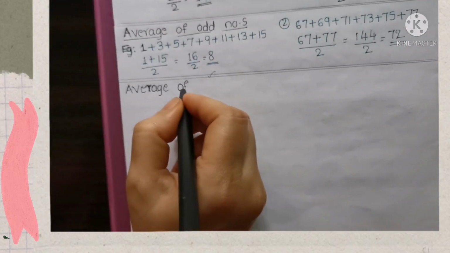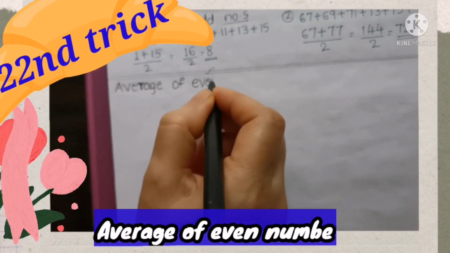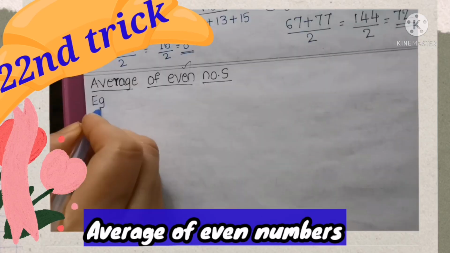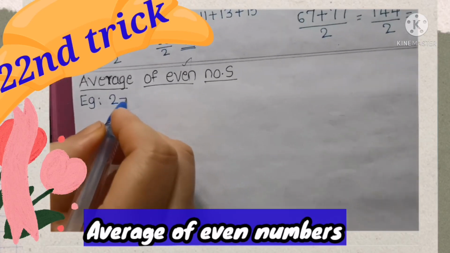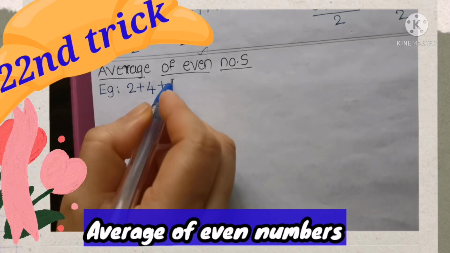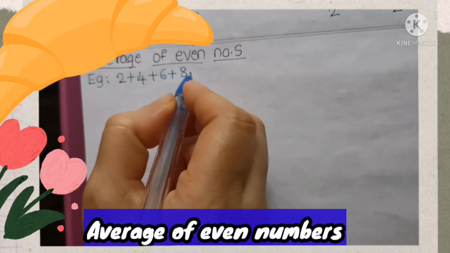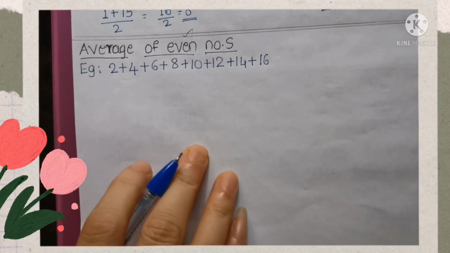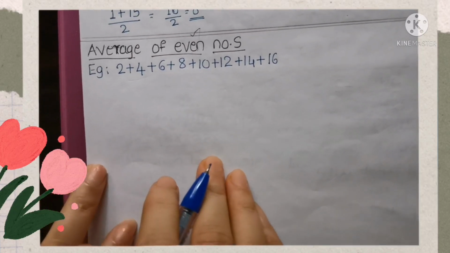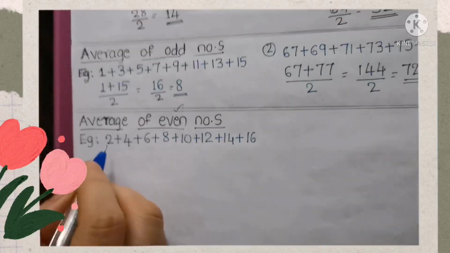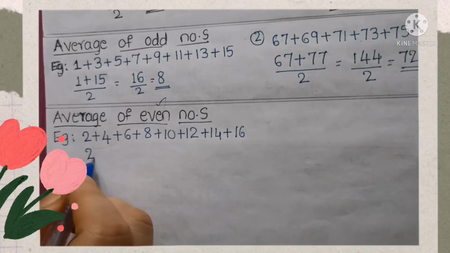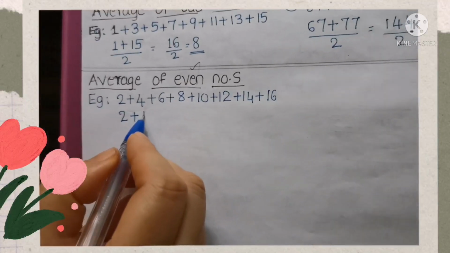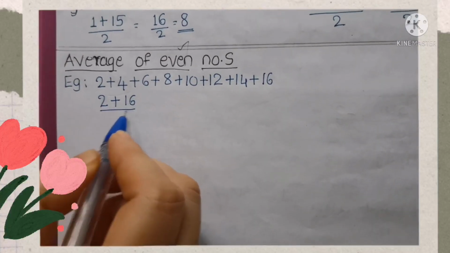Our next trick is average of even numbers. So let's take an example of 2 plus 4 plus 6 plus 8 plus 10 plus 12 plus 14 plus 16. As we saw in our last trick, we have to add the first number and the last number. Our first number is 2 and the last number is 16.